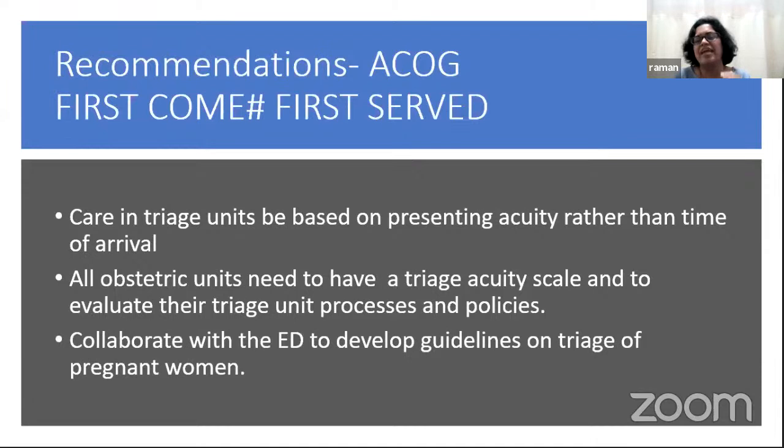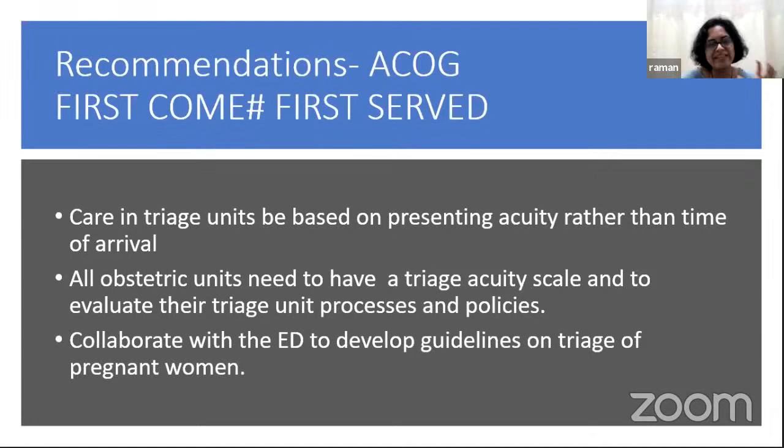We can collaborate with the emergency department because we never know where the pregnant woman, if she's an unbooked woman, may present. She may not present to us. She might present to the emergency department. Or if you have a very good contact with the ambulance services, then we all speak the same language. They can always call up and say, this is a patient who's scoring red and she's going to come within the next 5 minutes. So that we would know what needs to be done and we can be prepared. In that way, this acuity scale plays a very important role.